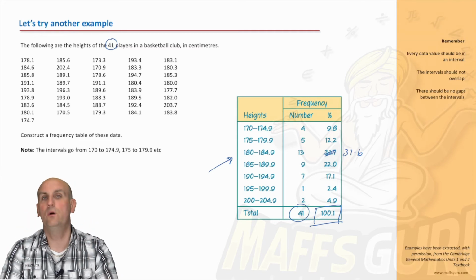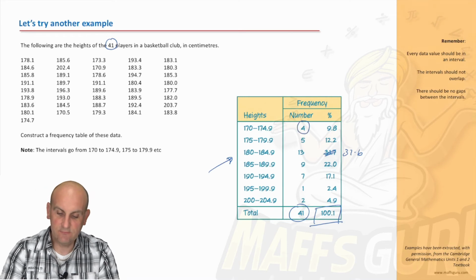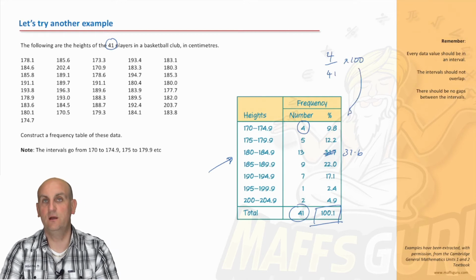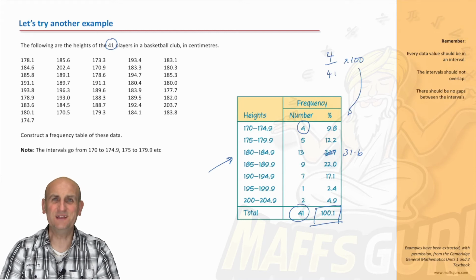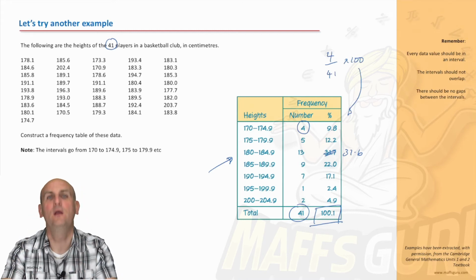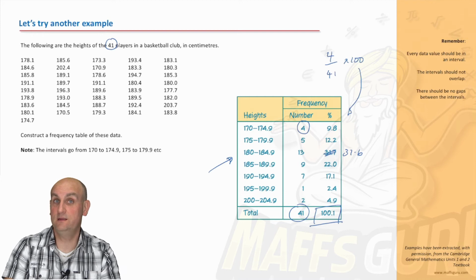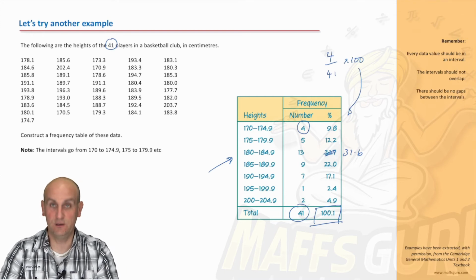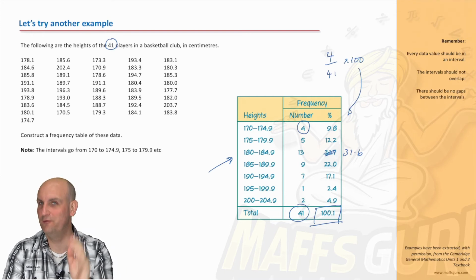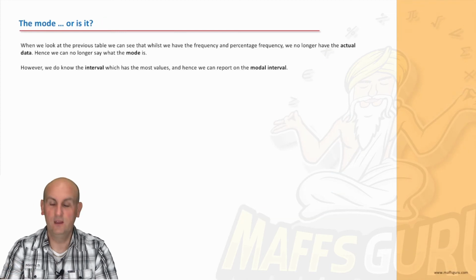Again, we can work out the percentages by taking the original value. So in that situation, 4 divided by 41 times 100 will in fact give me 9.8%, rounded to 1 decimal place. How do you know which number of decimal places to round to? The exam or the question will probably tell you. Ka-ching, life is good. RTFQ, read the flipping question, and you can replace the F with anything you like.